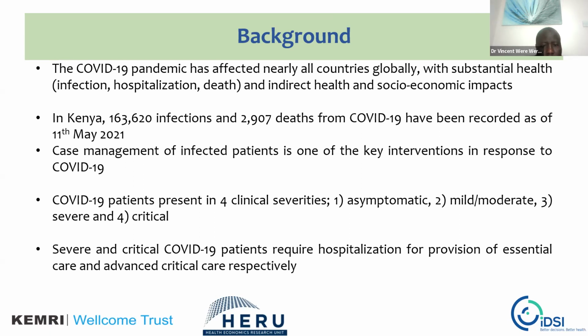And COVID presents itself in 4 clinical severities. For instance, we have the asymptomatic. These are patients who do not show any signs. Then we have mild, moderate, severe, and critical. At that time, the government had made a decision that patients with severe COVID and critical COVID would be hospitalized. But those with mild and moderate COVID would not require hospitalization.